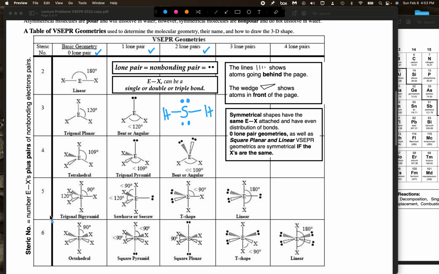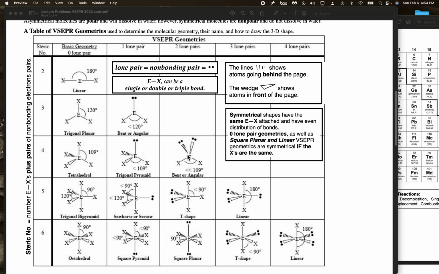And then there's a thing called steric number. A steric number is the number of bonds plus the number of non-bonding pairs. So here I have 1, 2, 3, 4. So I was in steric number 4, and I was with 2 lone pairs. So that's how you use the table.